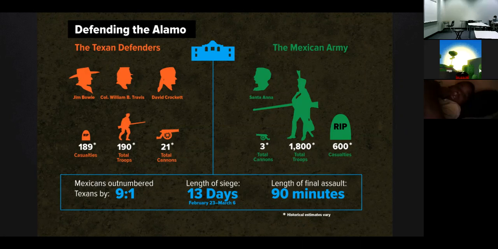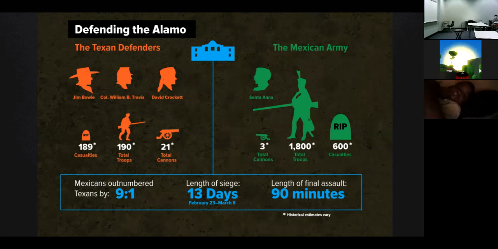All right, so here it is, defend the Alamo. We see here the Alamo in blue up here, right? On one side we have Texas, on the other side we have Mexico. And we see that the Texas side had 190 troops. How many people died?